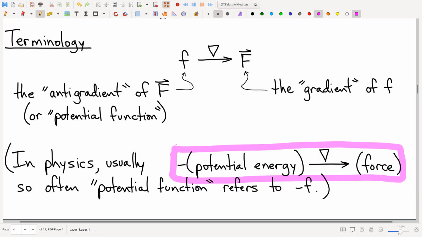An easy example to think of here is think about gravitational potential. So here we are in the vicinity of the Earth's gravitational field, right? And which direction does the force point? Down. Definition of down.